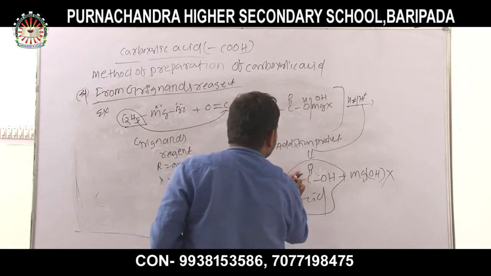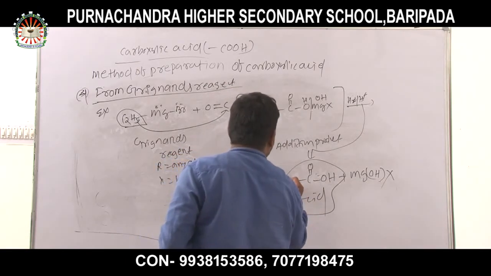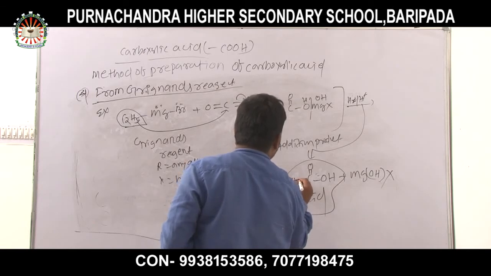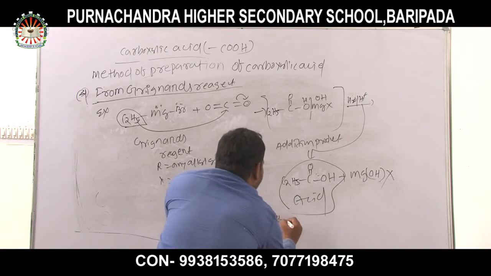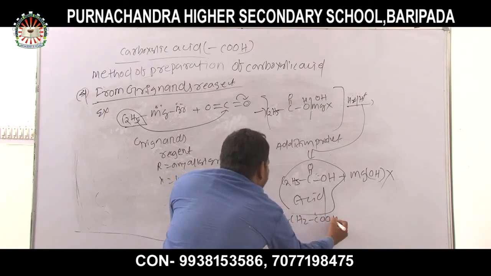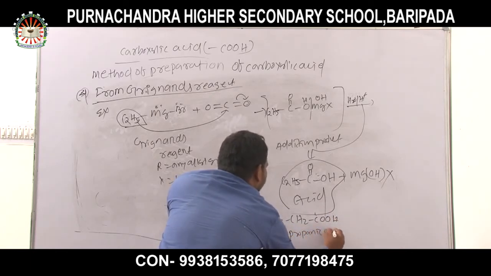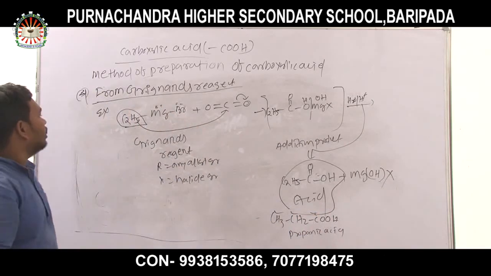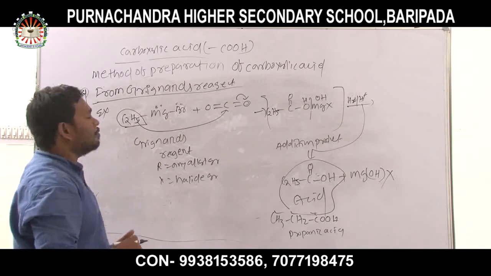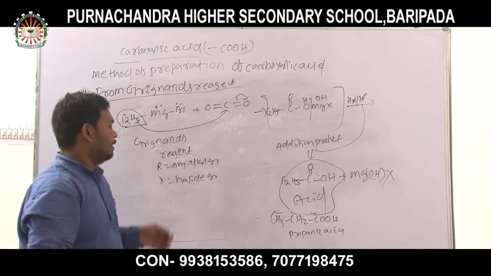Which on hydrolysis gives the acid C2H5COOH, that is CH3CH2COOH, called propanoic acid. So in this process, from Grignard's reagent we can find the acid.